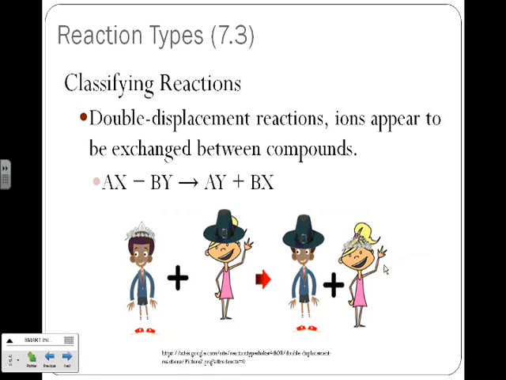Now, this is an example of double displacement. If you'll see here, we've got the guy wearing the tiara and the lady wearing the pilgrim's hat. They go through double displacement and they both switch. Where the guy is now wearing the pilgrim's hat, the lady is wearing the tiara.